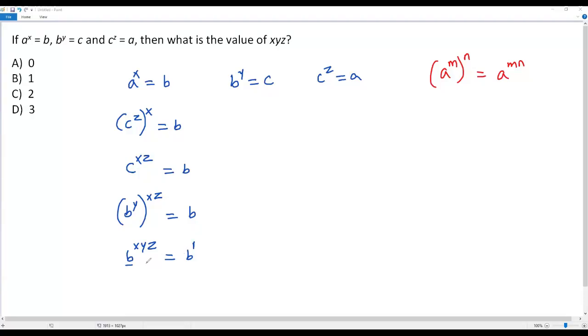Now, two terms are equal with the same base b. Whenever two terms are equal with the same base, we can equate the exponents. When I equate the exponents, I'm getting x times y times z equals 1. Okay, now I got the value of x times y times z. Its value is just 1. Find this 1 in the answer choices: it is choice B. The correct answer choice for this question is B.